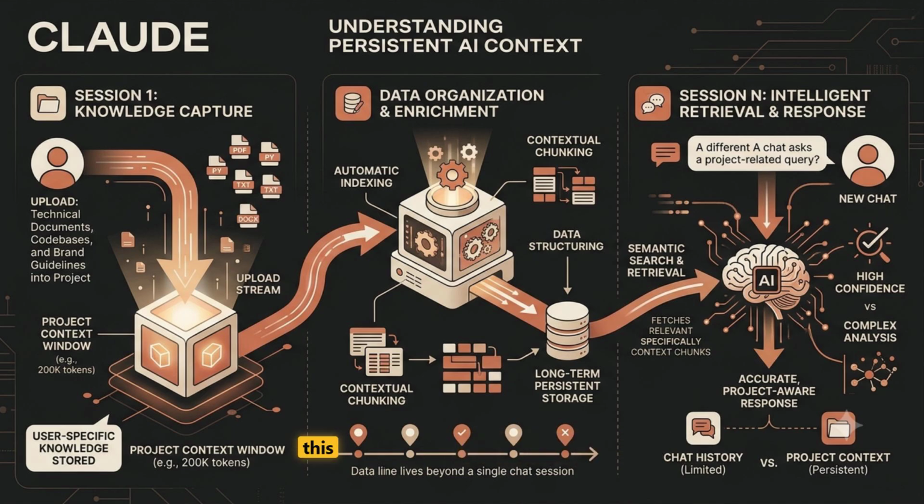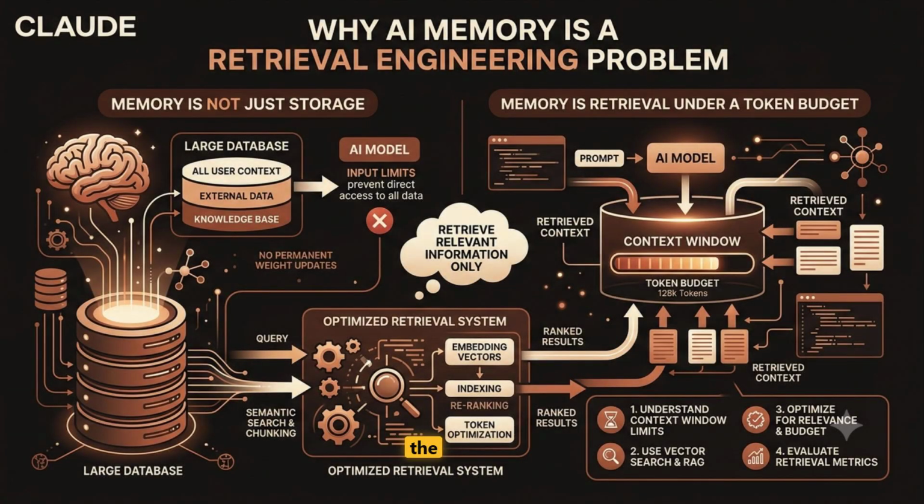Now let us understand why this was the only right engineering choice. Look closely at the entire structure, and this core truth becomes clear. Memory is not just storage. If you think your primary challenge is database capacity, you have already lost. The infographic spells it out. Memory is retrieval under a token budget.